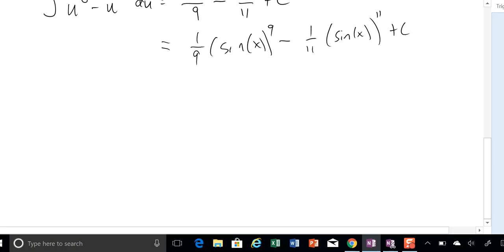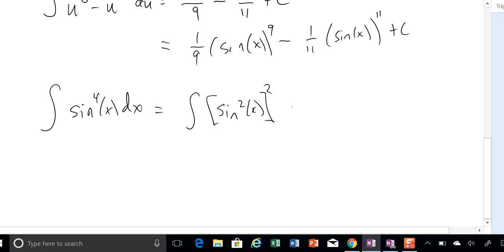All right, I think we've got time here. Let's go ahead and do another one. What if I have the antiderivative of sine to the 4th of x dx? Now I don't have a cosine there to work with, but what I might start with is the power reduction formula. That would be the same as the sine of x squared, squared. If you square a square, you're going to get to the 4th power.